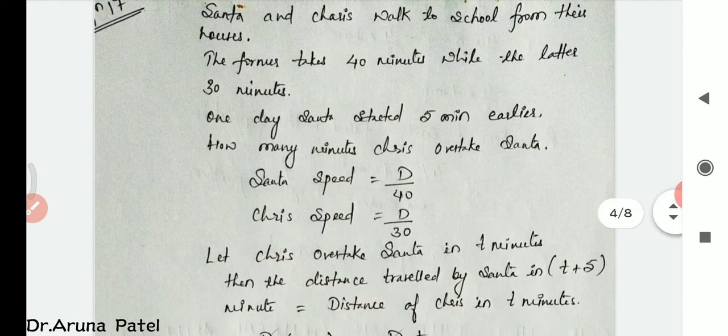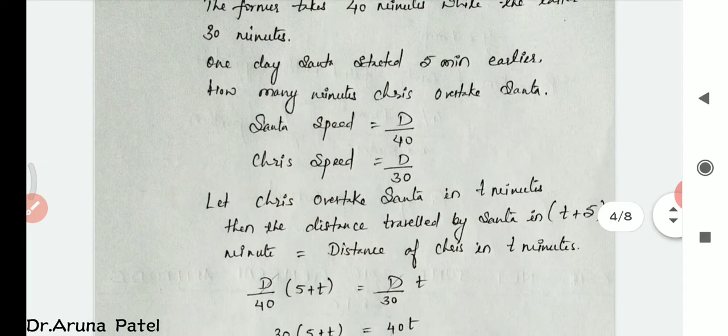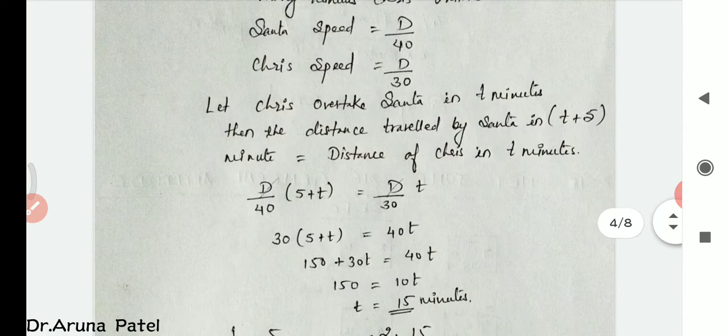So let's see. Santa's speed: speed is equal to distance upon time. So Santa takes 40 minutes, then speed is equal to d by 40. Now Cherish's speed is d by 30. Let's say Cherish overtakes Santa in t minutes. So the distance traveled by Santa in t plus 5 minutes is equal to the distance traveled by Cherish in t minutes. Here d by 40 is the speed, into time, is equal to distance. So the distance in both cases is the same.